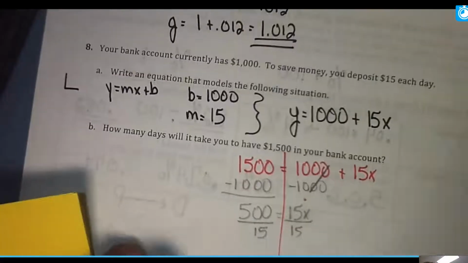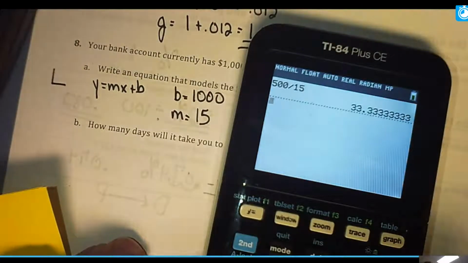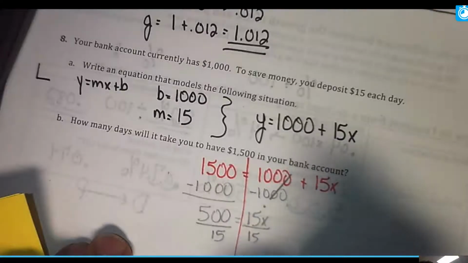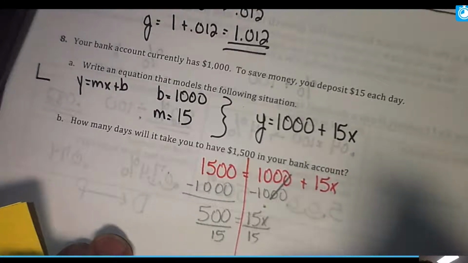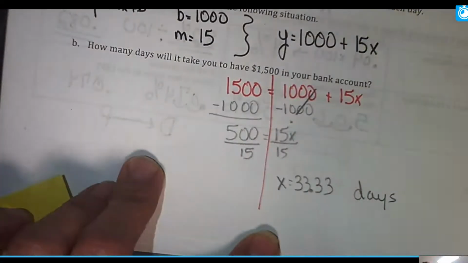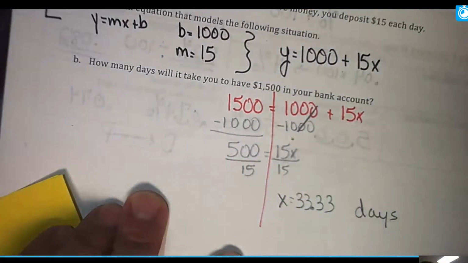I don't know what 500 divided by 15 is, so I'll just do that on my calculator. And it's 33.33. So x is 33.33, and I will put days. So it's going to take me, whoops, sorry you couldn't see that, a little bit more than 33 days to do this. So it'll actually probably be finally on the 34th day, but we can leave the decimal. That's fine. All right, let's go to the next page and wrap this page up.